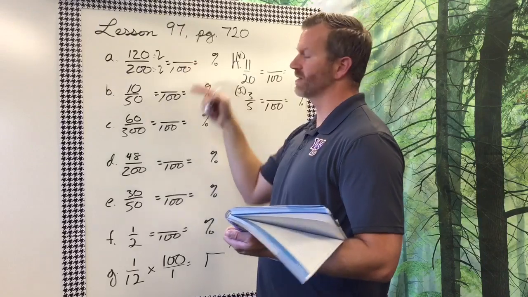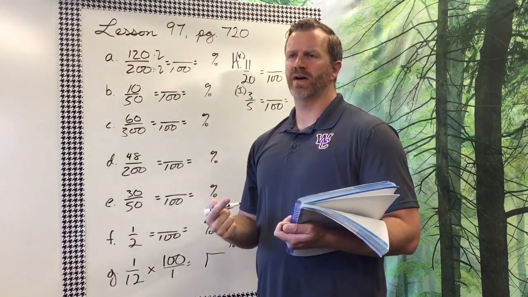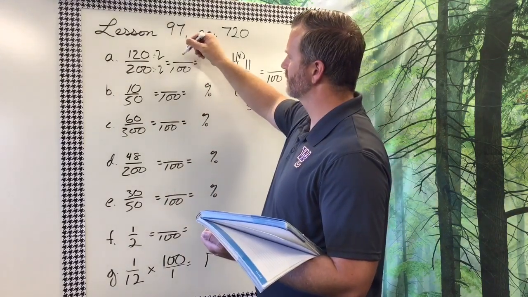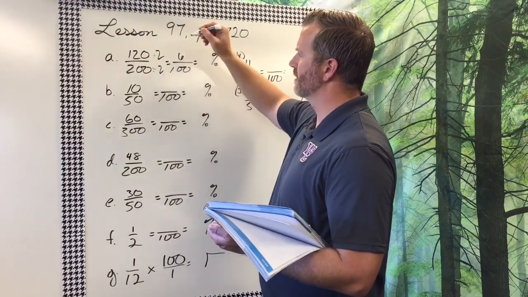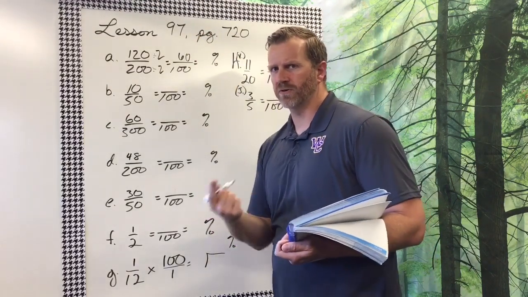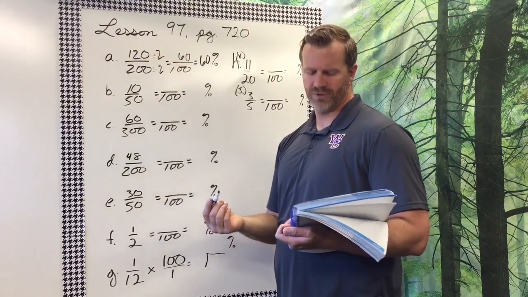So, if we divide by 2 on the bottom, we have to do it by 2 on the top. Right. Now, what's 120 divided by 2? 2 goes into 12 6 times. And then 2 goes into 0 0 times, right, Reagan? So, Reagan, what's 60 over 100? What percent? 60%. Awesome job.